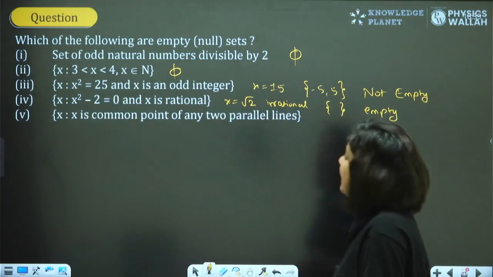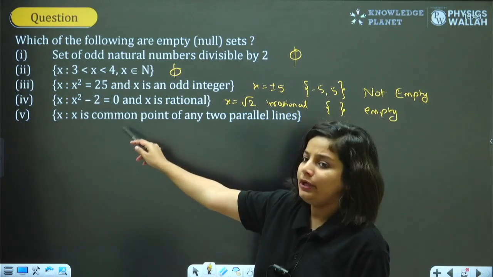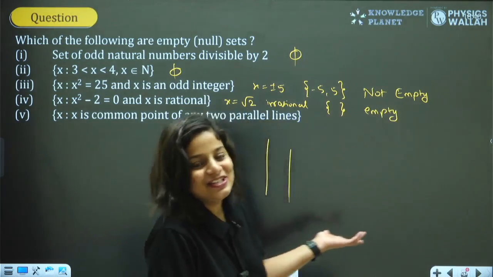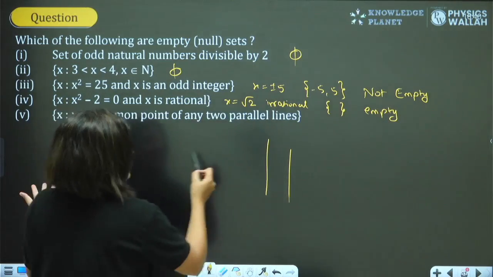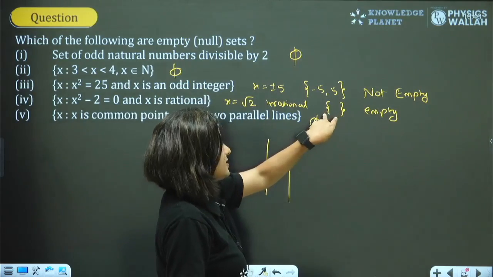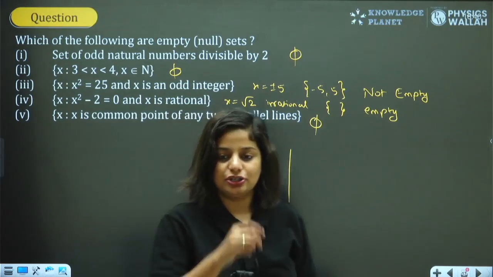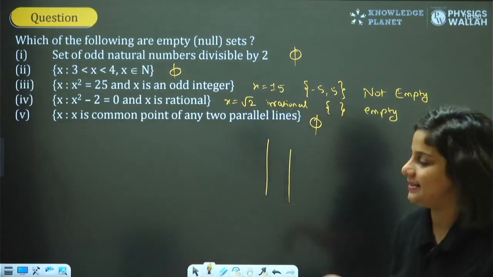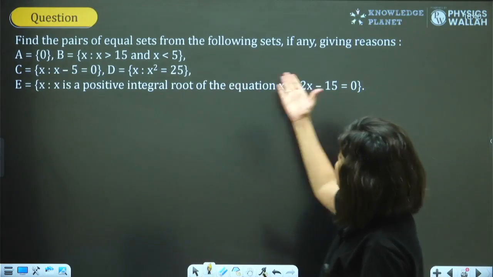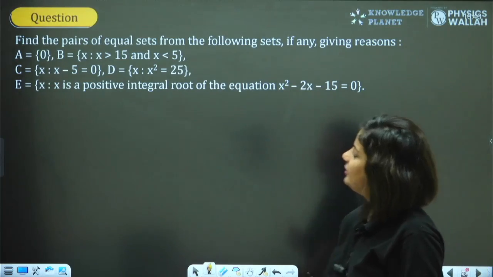It's an empty set. And x is a common point of any two parallel lines. Nothing is common between two parallel lines. Again, it's an empty set. So either the phi symbol or this curly bracket will denote an empty set. Next, find the pairs of equal sets from the following.